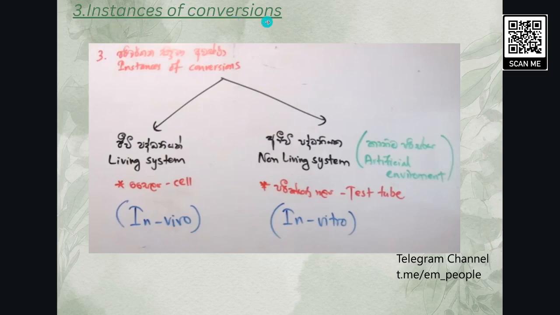Then we move on to instances of conversion, right? Instances of conversion where these conversions happen. It can happen either in a living system or a non-living system. A non-living system we can also call an artificial environment. An example of a living system is a cell. The conversion which happens in living systems, so inside a cell, we call in vivo. And the conversion that happens in non-living systems or an artificial environment, such as a test tube, we call in vitro. Here in vivo, here in vitro.